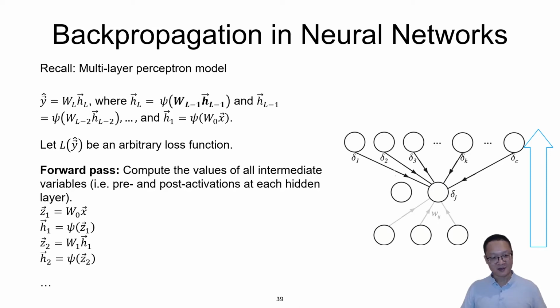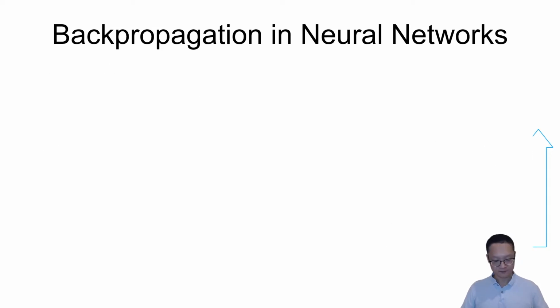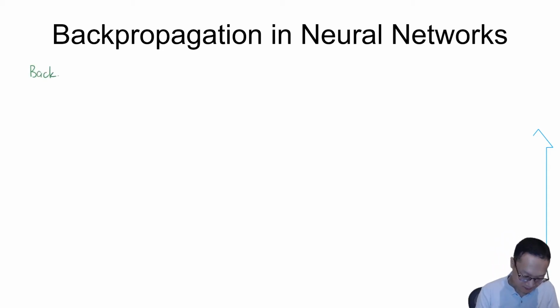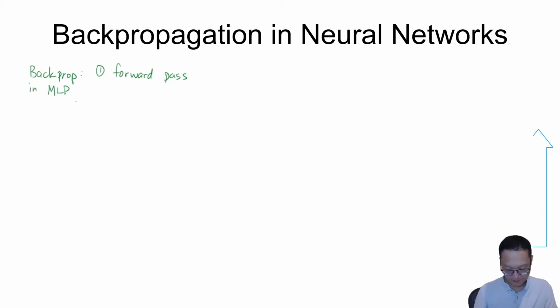Okay, so I think probably we should write this down. Backpropagation involves two steps. First is the forward pass and then the backward pass. Backpropagation, sometimes just called backprop. So one forward pass. So this is backprop in multi-layer perceptrons. In the forward pass, we're going to start with our input and the first set of weights.